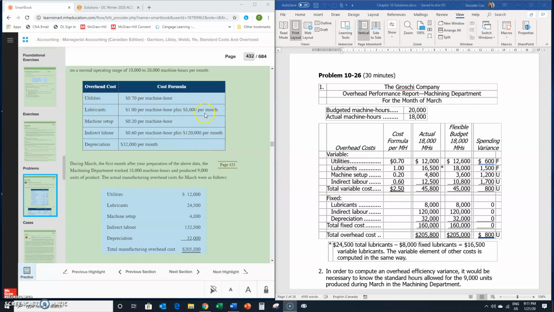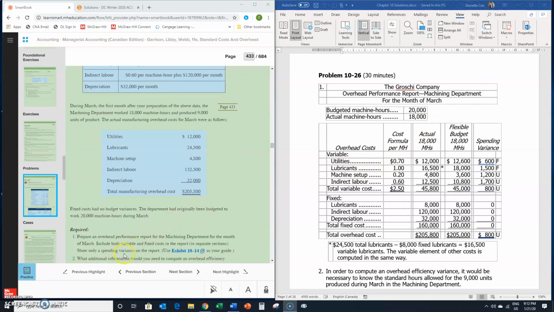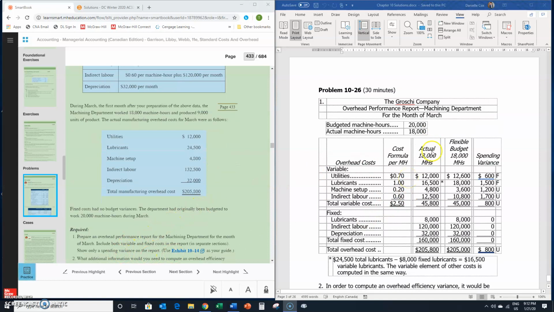These numbers here belong down below. So lubricants, 8,000 per month is a fixed cost we're going to put down here. Indirect labor has a fixed cost of 120,000 per month. And depreciation, 32,000 per month. That goes down below in fixed costs. Just these per machine hour amounts belong up in our variable cost section. Then we need to do the spending variance. So we're going to compare our actual numbers to our flexible budget numbers.